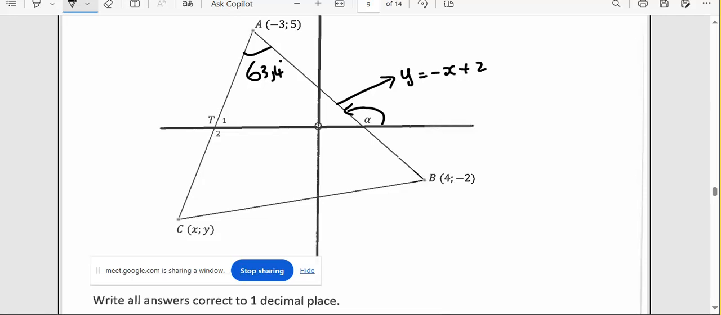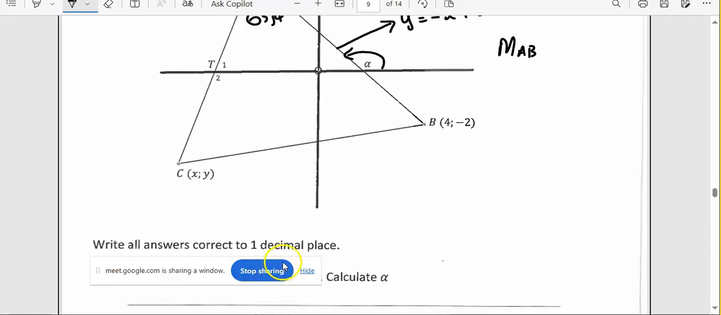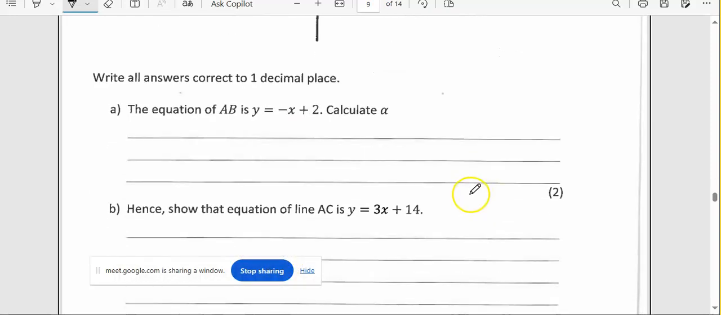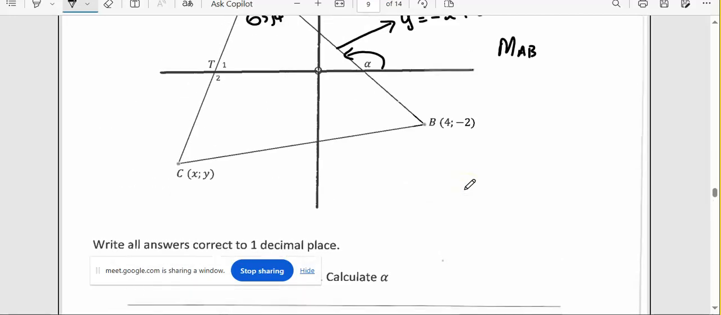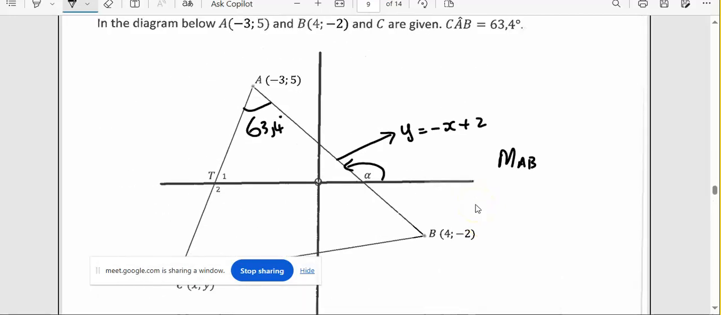Exactly. We are going to use the gradient of that line. So we need to find the gradient of AB. But now, there's no need. If you check the marks there, it's 2 marks, so we don't have to work much on this. We don't have to calculate the gradient because the gradient is already given. Remember, this is in the form y is equal to mx plus c. Can you tell me what the gradient of AB equals? Exactly. So I'm going to write this as -1. That is the gradient.